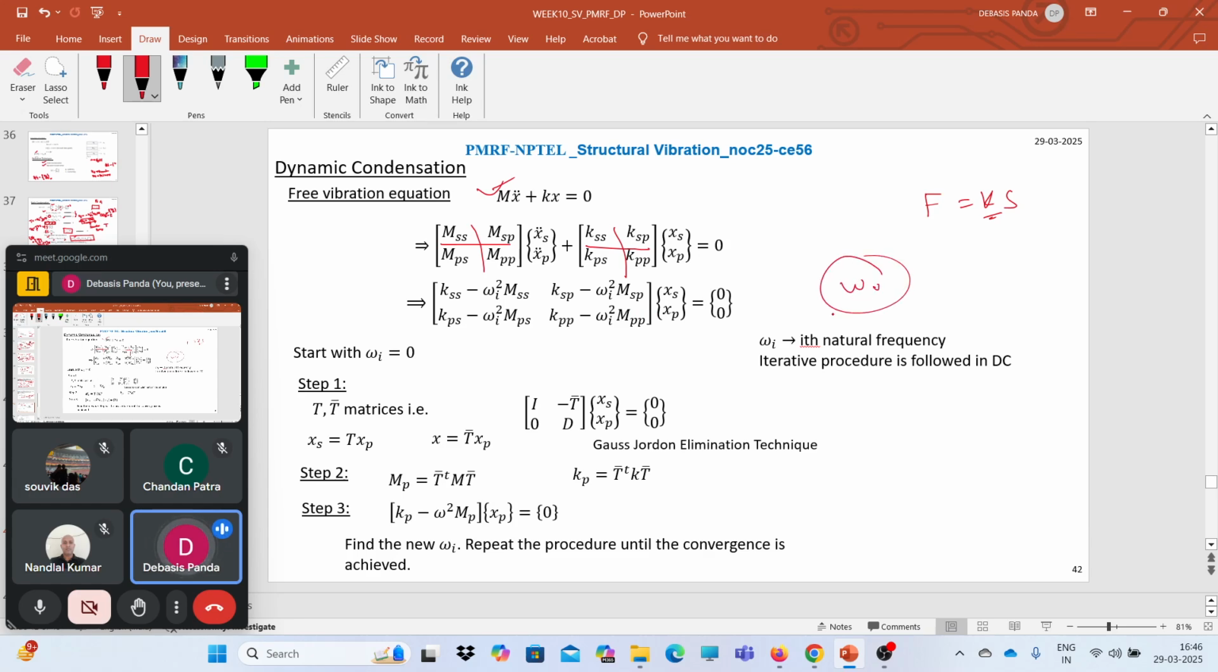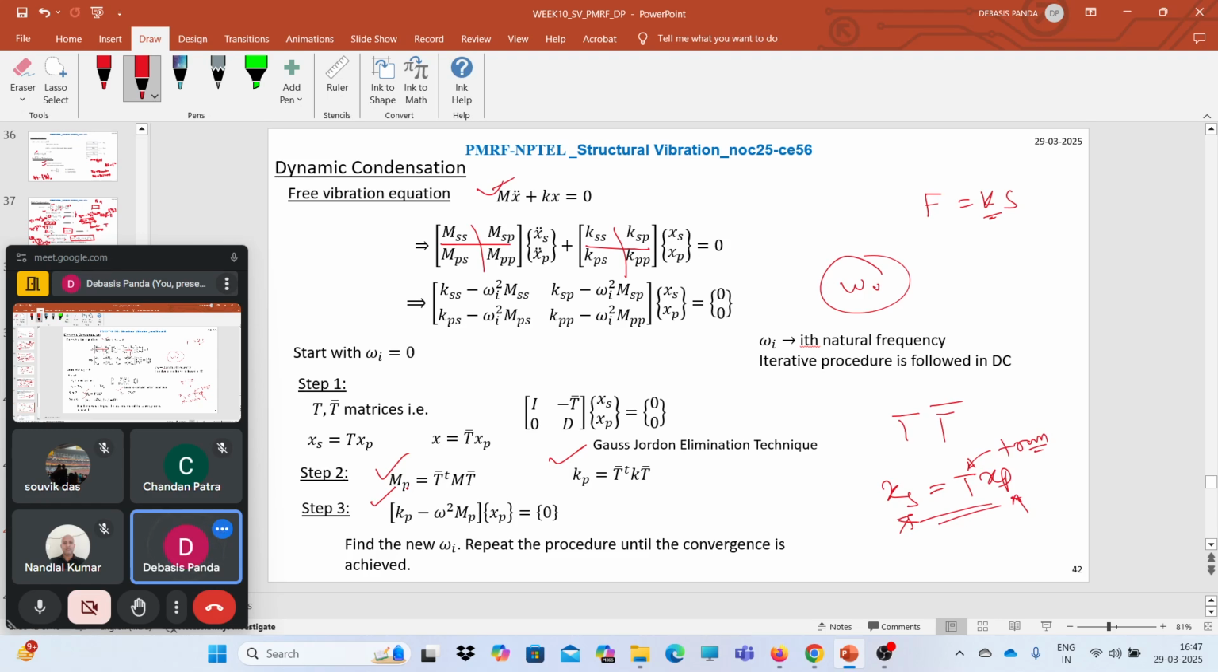Now here the omega i actually gets solved iteratively. First we need to find that T and T transpose matrix. Once we have that, we use xs is equal to T into xp. What is the relation between the secondary coordinates and the primary coordinates? What is the value of this transformation matrix? Once we have calculated this, we need to calculate MP and KP. Once we have calculated MP and KP, formulate the characteristic equation and solve for omega.